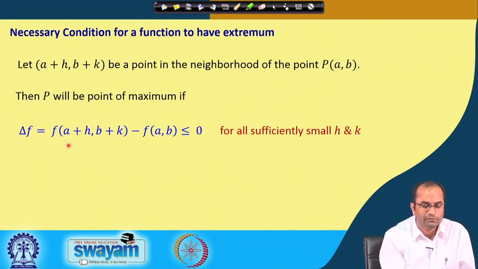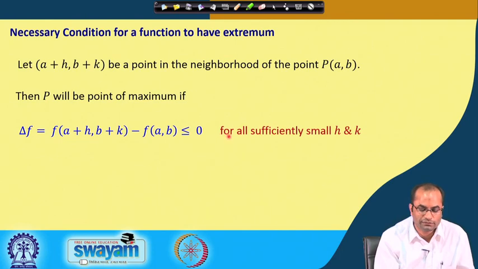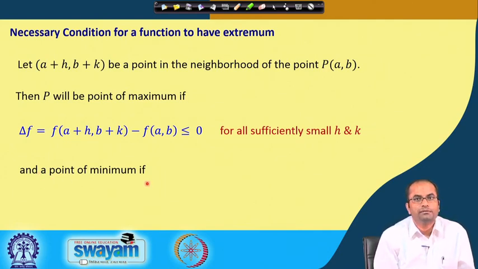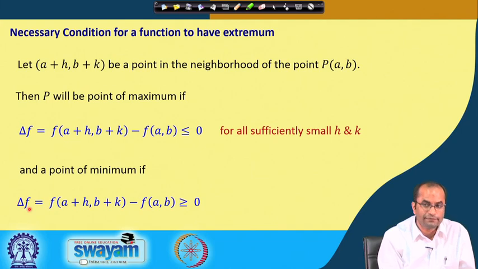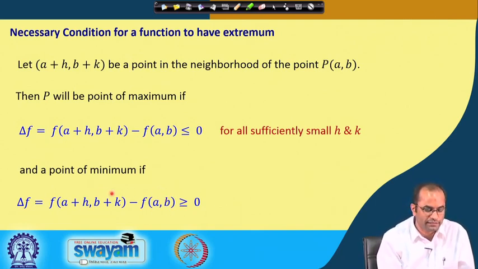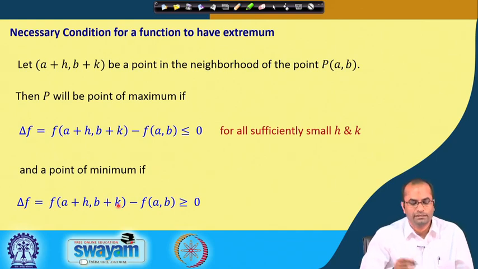So, this value will be less than or equal to 0, or in other words, there will definitely be a neighborhood of the point (a, b) where this Δf will be less than or equal to 0 for all values of h and k. And this point will be called a point of minimum if this Δf is greater than or equal to 0. The other way around, f(a, b) will be a lower value than f(a+h, b+k) for all sufficiently small values of h and k.